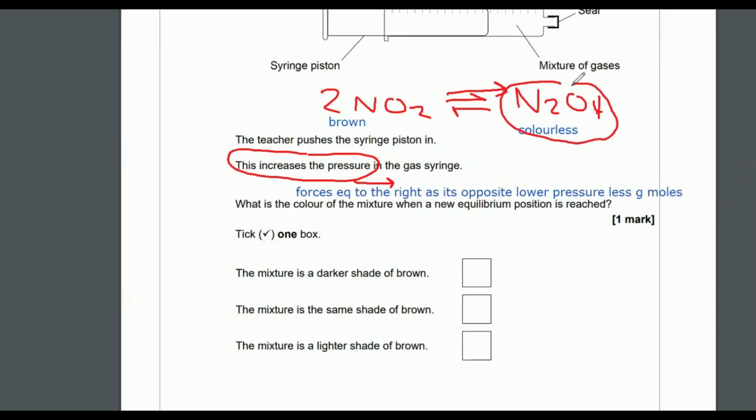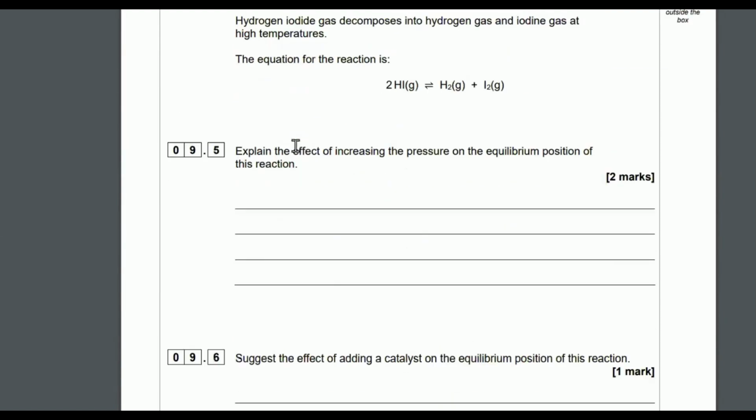Now, if we reduced the pressure, then it would do the opposite and go to the side with the most gas molecules, which is the left-hand side, because there's a big 2 there. And that means it would get darker, it would get browner. But we're not doing that in this equation. Remember, Le Chatelier always does the opposite in a reversible reaction to what you change.